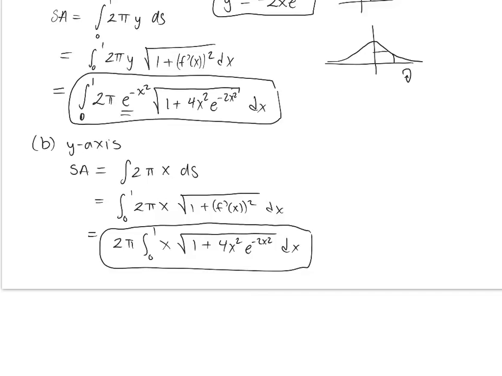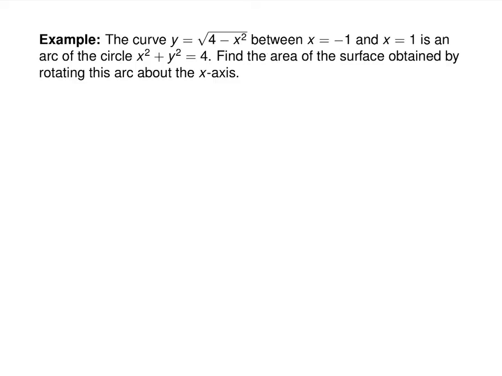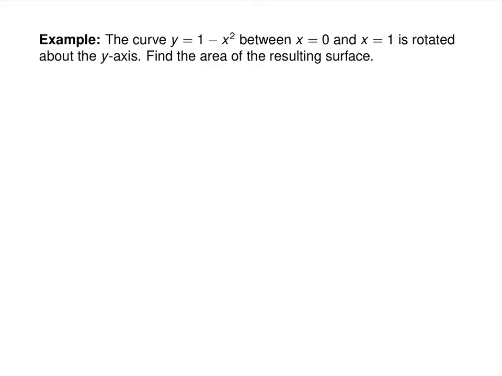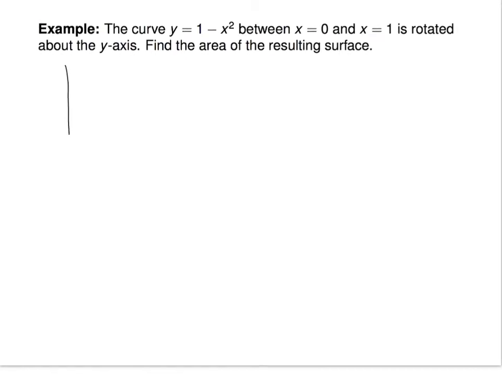Let's do number 3, because once you have this, it's just a formula. That's this one. The curve 1 minus x squared between x equals 0 and x equals 1 spun about the y-axis. Find the area of the resulting surface. So what does 1 minus x squared look like? That's a downward parabola. Yep, exactly. So we're taking this part of it, and we're spinning it about this axis.